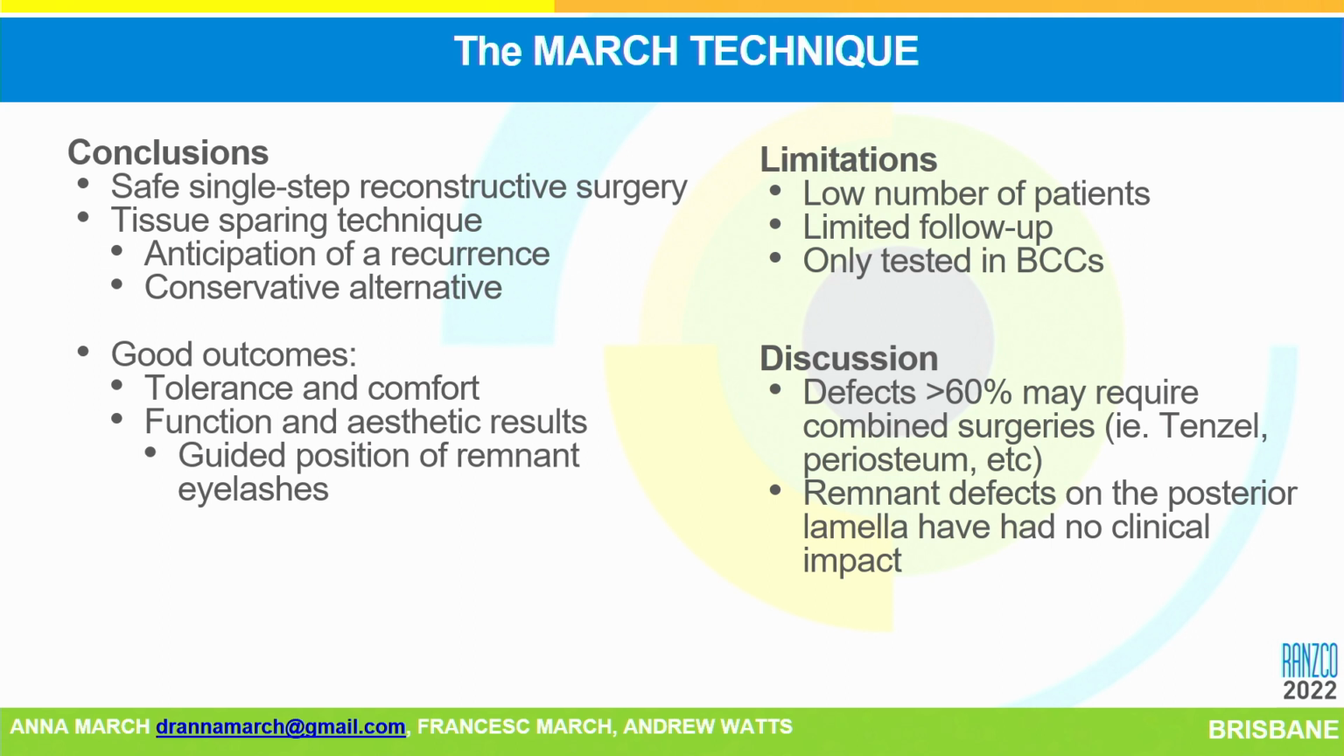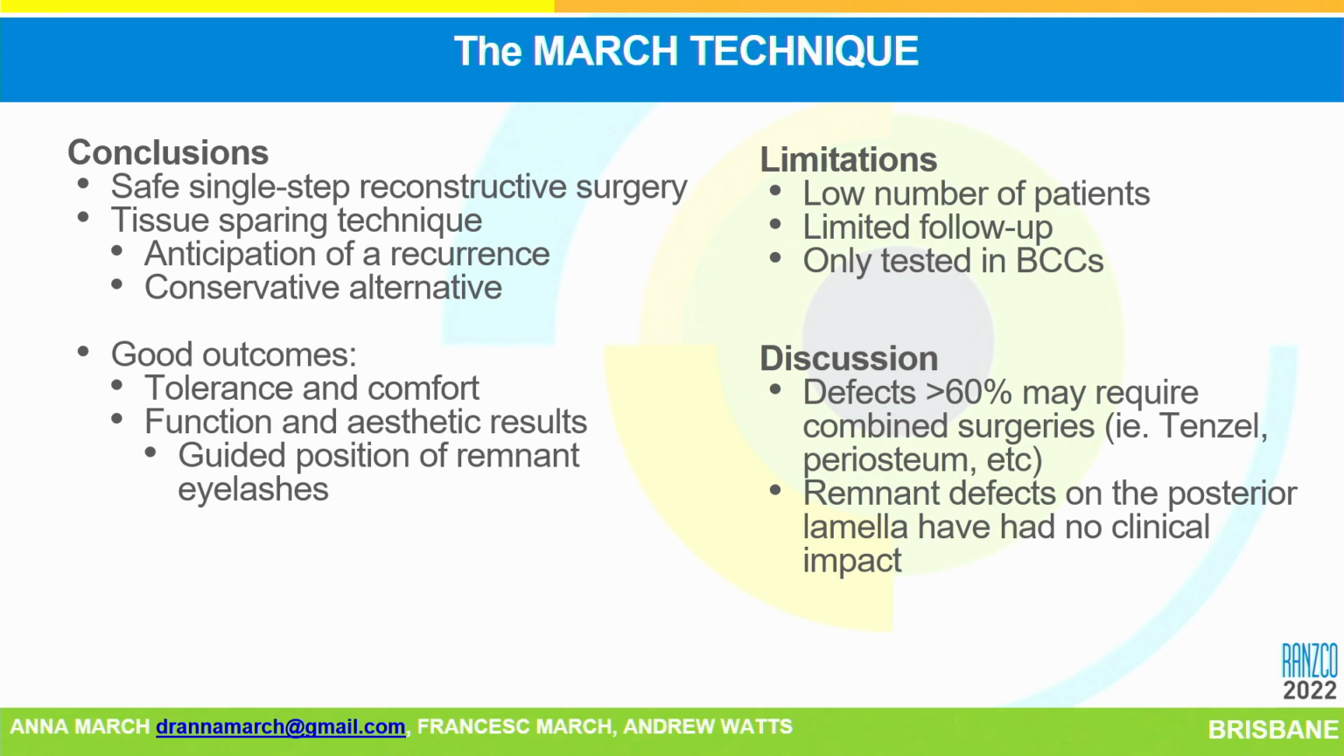It's a tissue sparing technique in anticipation of possible future surgeries in recurrences, and a halfway between Lazy Z and others like Hughes or periosteal flaps. It has a very good tolerance and comfort, and excellent functional and cosmetic results with the ability to guide to the side where we want to lift the remnant eyelashes. And even though we know that we have limited data, we have to recruit more patients, have a longer follow-up, and assess its reliability with other causal lesions apart from tumors.